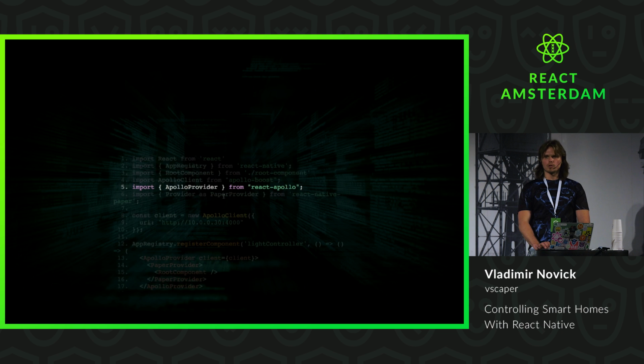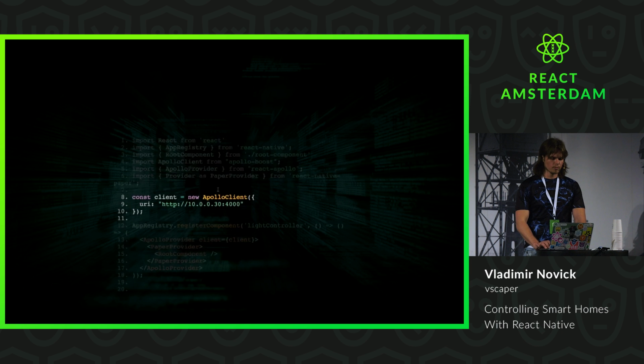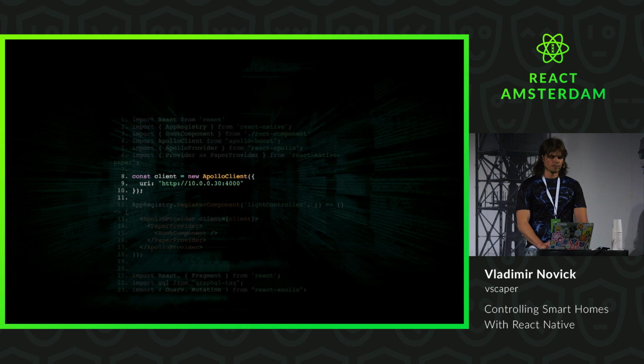Let's see how we deal with that from the actual application. So in our application, I use the Apollo client for interacting from React Native with the GraphQL server. So I use the Apollo provider from React Apollo, and I create a new client. The client has the URL of the bridge.